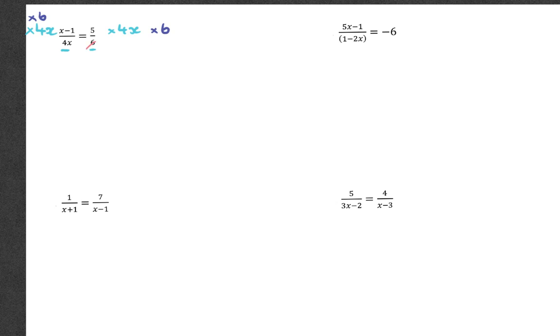We can cross off the 6 and the 6. We can cross out the 4x and the 4x, only within the same fraction. And that leaves us with 6x minus 1 equals 20x. So 6x minus 6 equals 20x.